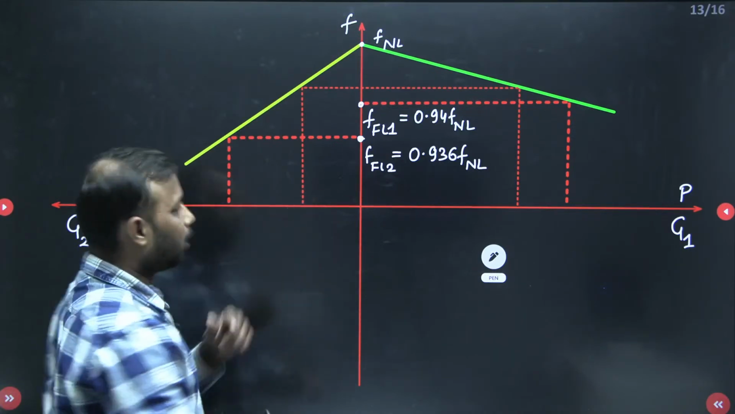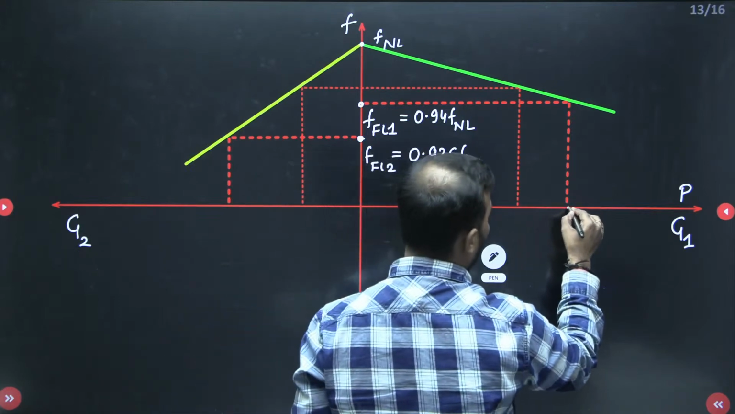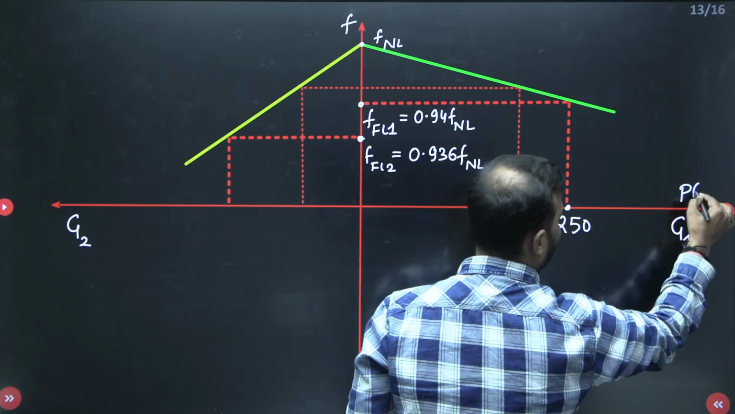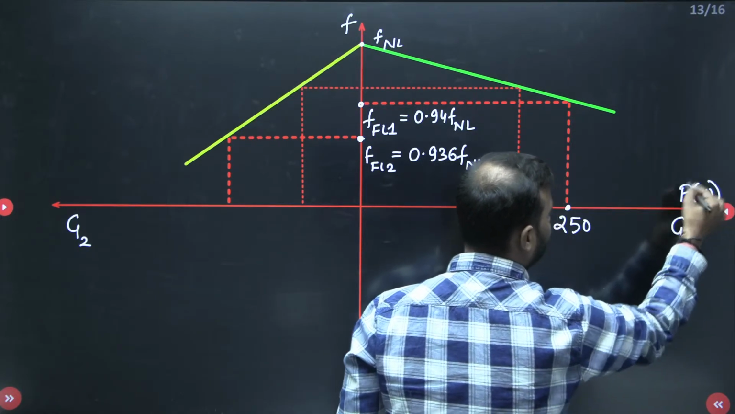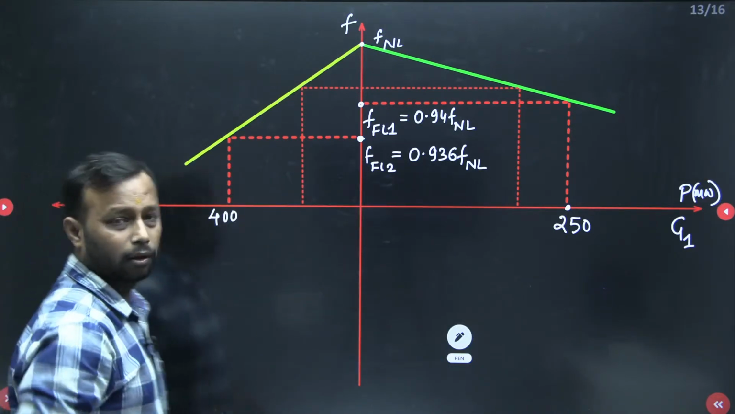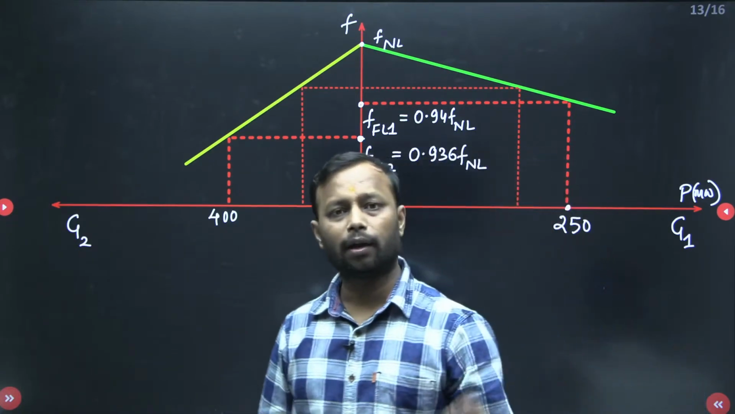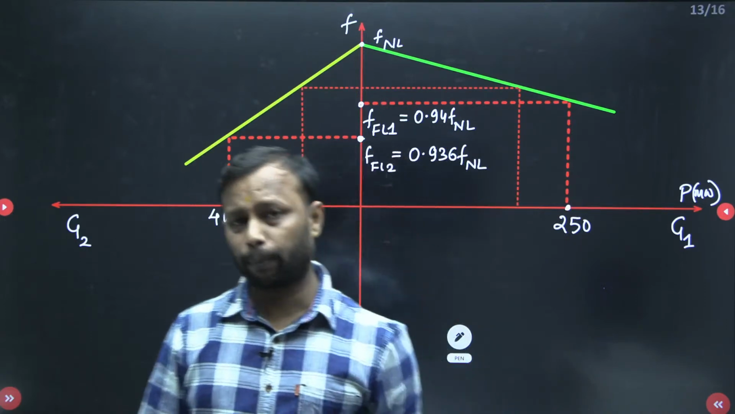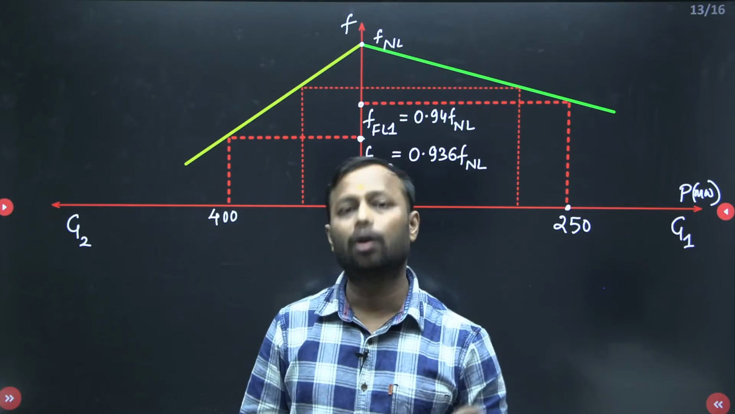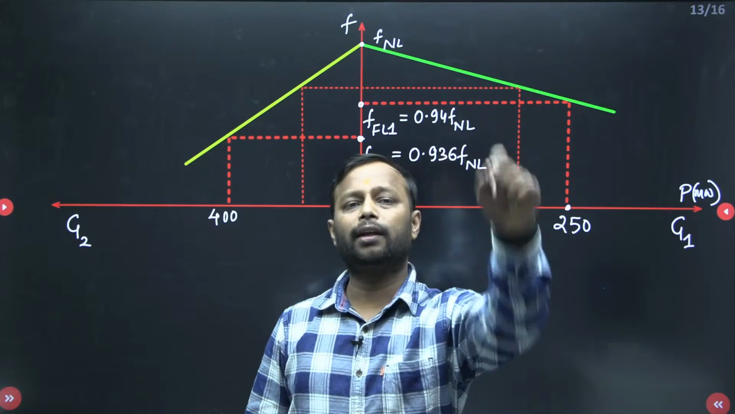So yeah, this is the full load frequency. What it means is the frequency at which rated power is given. So for generator 1, what was the rated power? The rated power was 250 megawatt. So let me take megawatt here. This is megawatt, so 250 megawatt. And for generator 2, it was 400 megawatt. Now if the generators are operating in parallel, it means that all must have the same frequency.